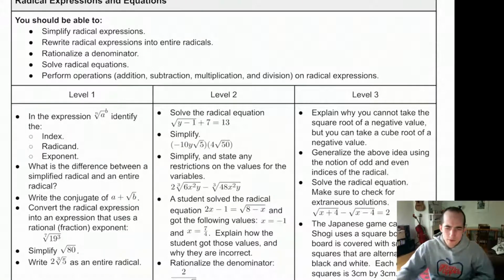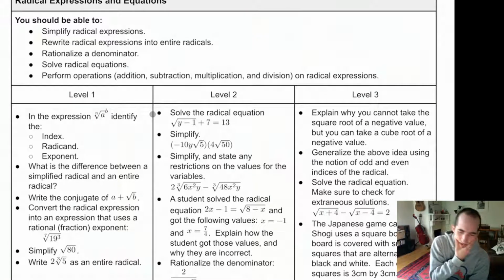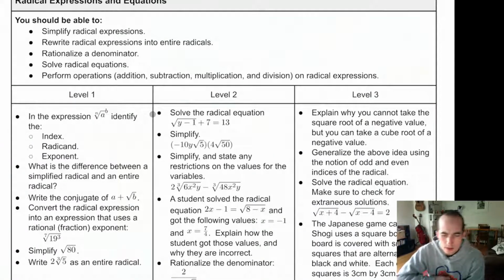I think these are really fun questions, and I think that our understanding of radicals really helped our understanding of quadratics, especially when it came to things like the quadratic formula, or even when it comes to looking at polynomials, because it got us to think a lot about what happens when you take the square root of a negative and things like that.